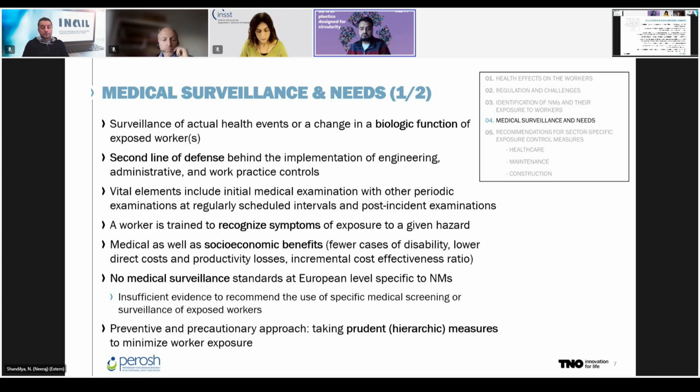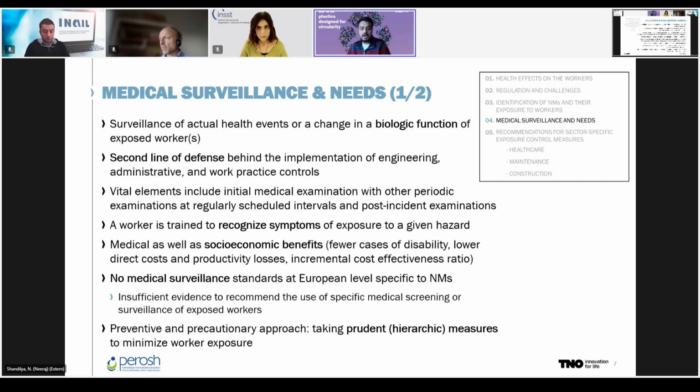For instance, we might have fewer cases of disability over the years due to an efficient medical surveillance program. We can have lower direct costs and productivity losses and an incremental cost effectiveness ratio due to cost saving on the reactive measures to be taken by the employer upon incidental worker exposure to hazardous nanomaterial. So such a medical surveillance program also carries some economic values or benefits for the employer.